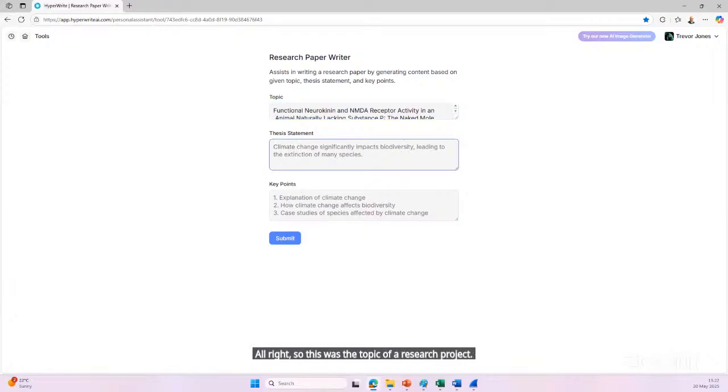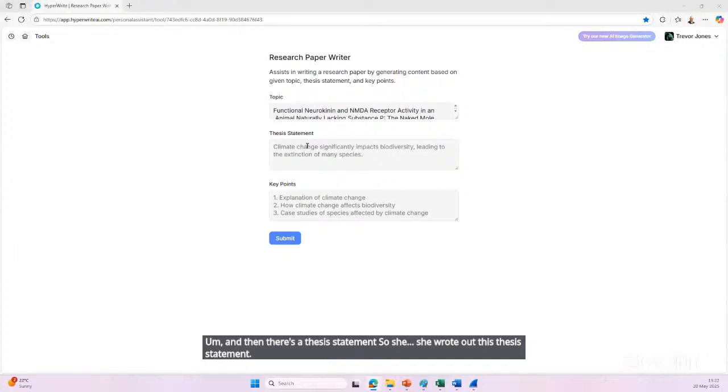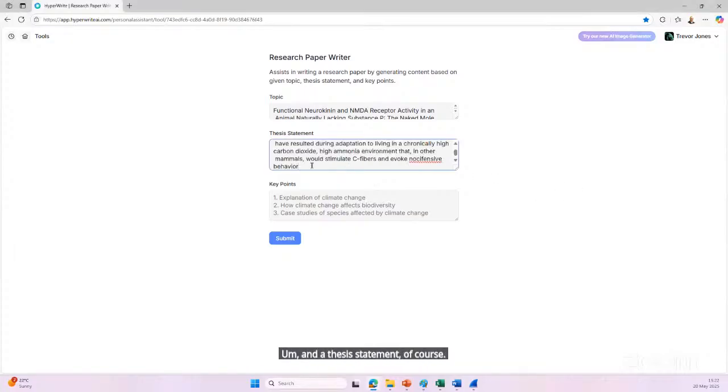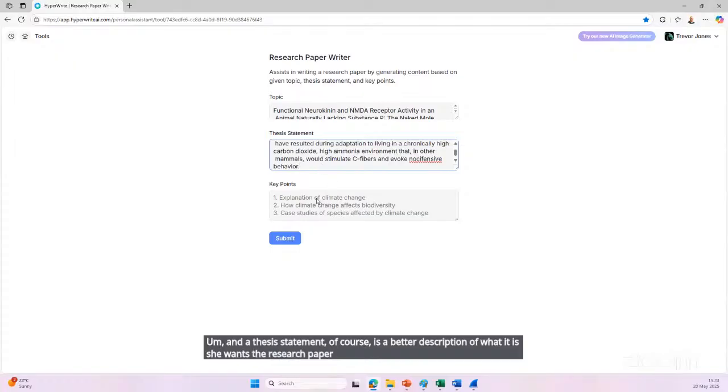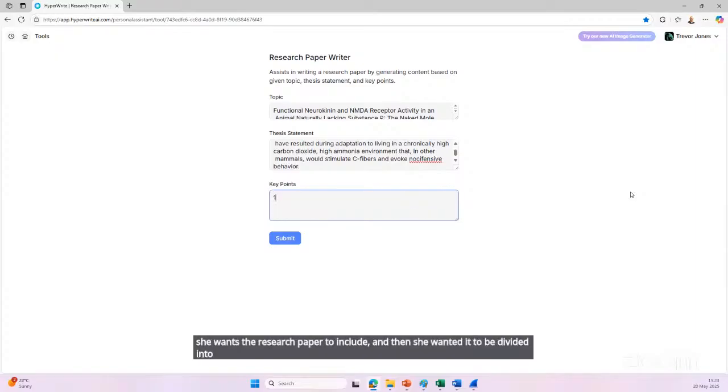And then there's a thesis statement. So she wrote out this thesis statement. And the thesis statement, of course, is a better description of what it is she wants the research paper to include. And then she wanted it to be divided into a number of key points. Okay, so let's see what this generates.